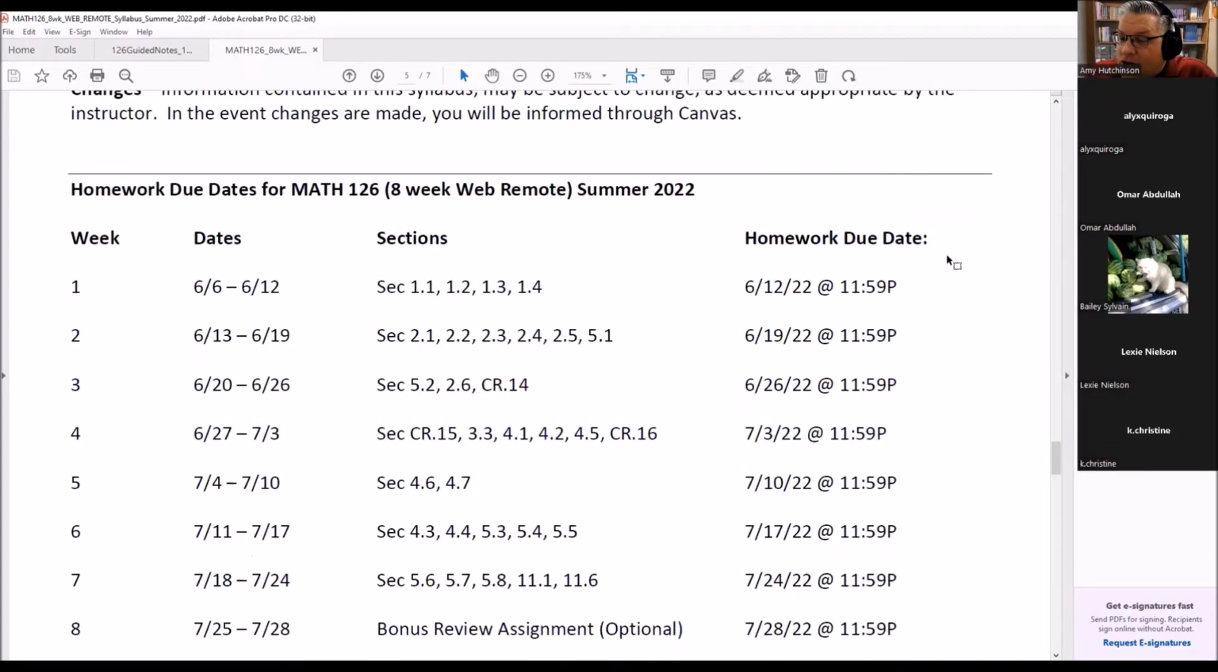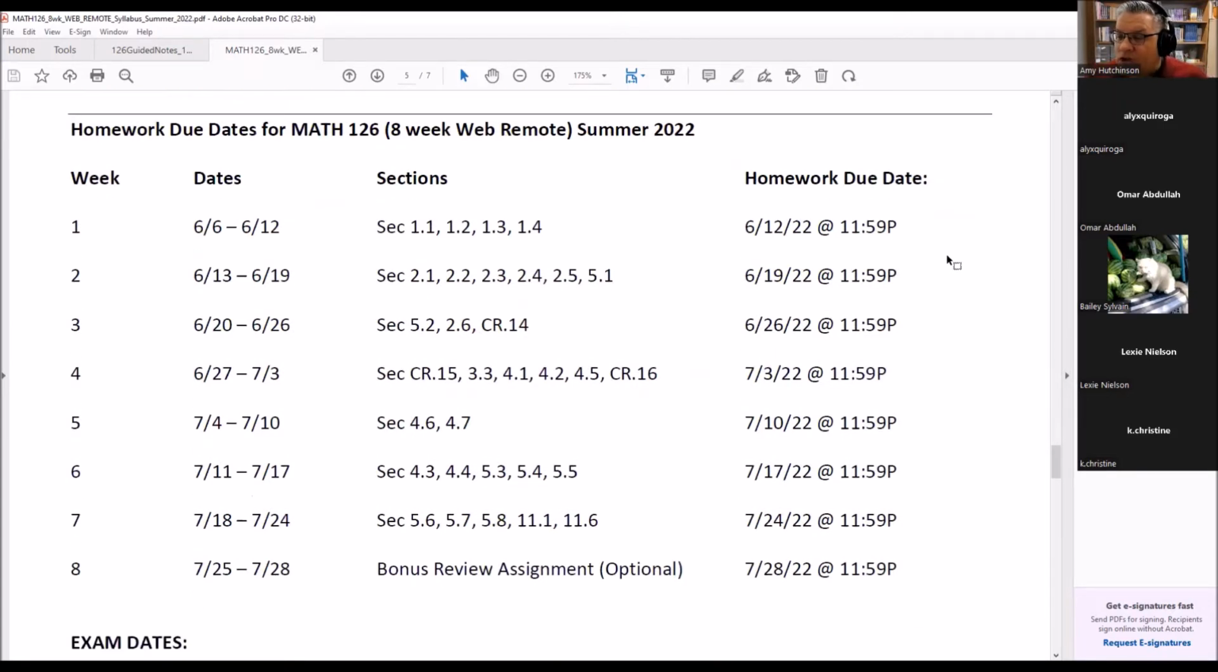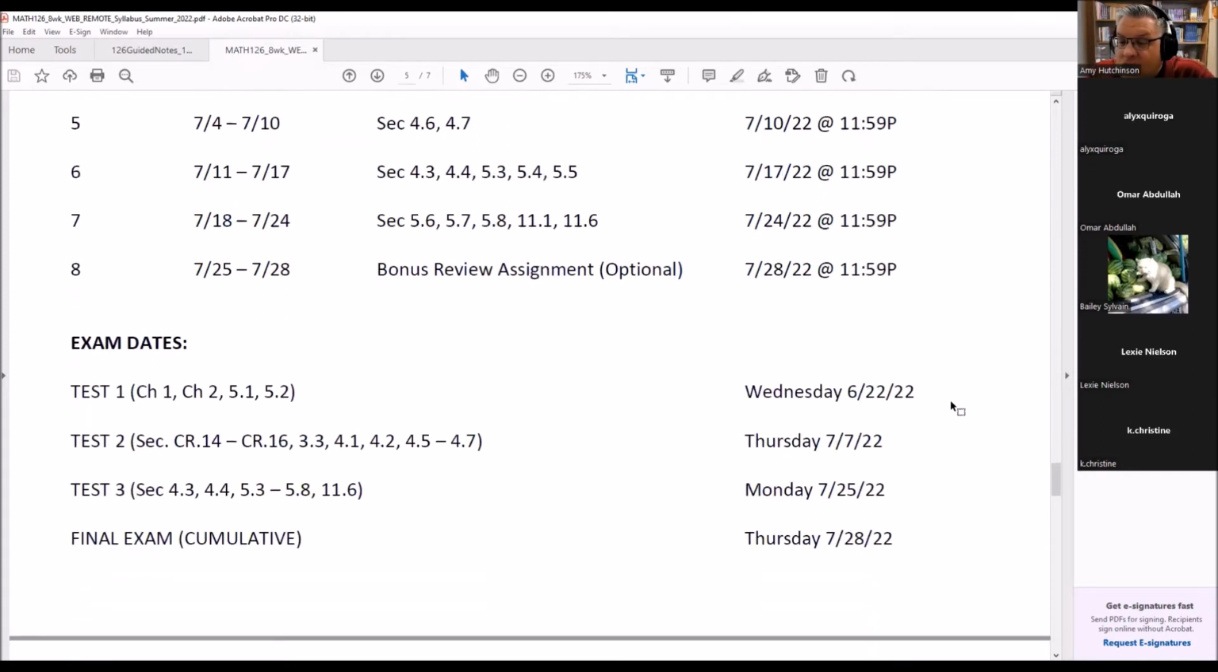So this is the homework schedule that's in your syllabus. It just tells you which sections are due each week. As you can see here, these are all Sundays, except for the last week. Everything's due on the Thursday of finals week, because that's the official last day of this course. Everything you see here is also reflected in My Open Math, and this just gives you a little schedule. It also tells you the exam dates as well.